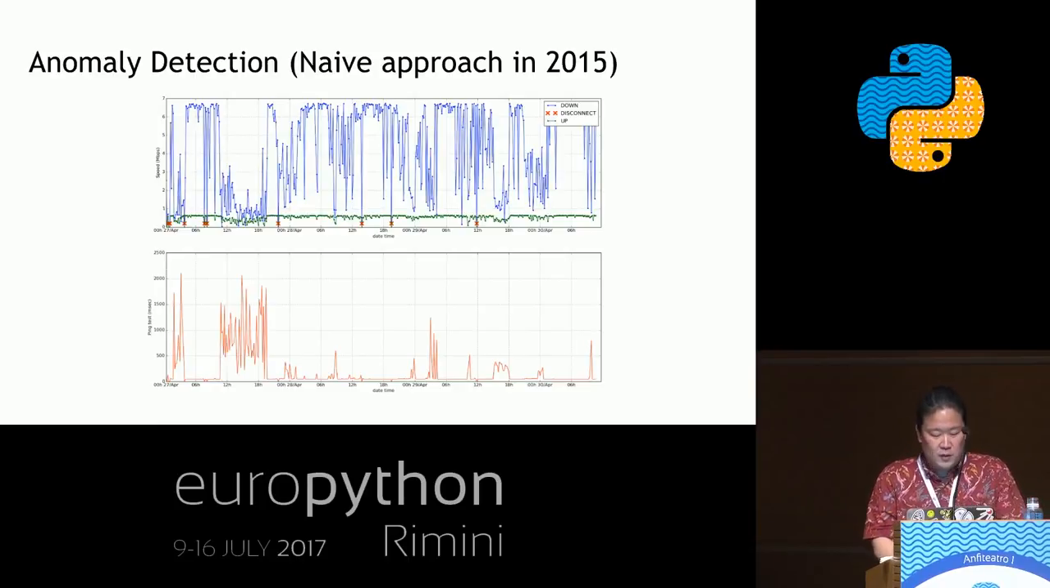For this kind of analysis, it's not really data analysis, because there's no forecasting either. I just waited for the expected failures to be repeated. So therefore, it's just a naive approach.